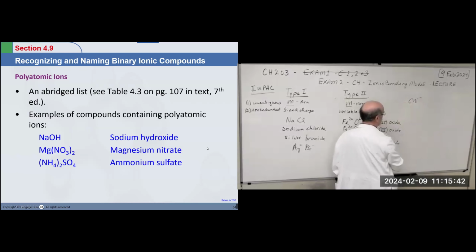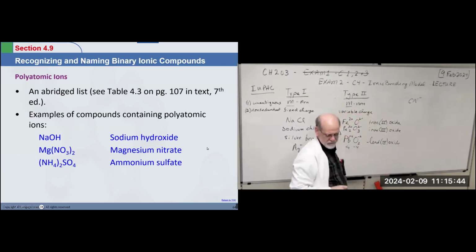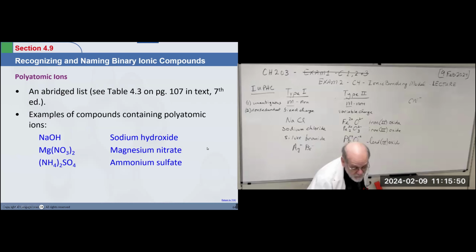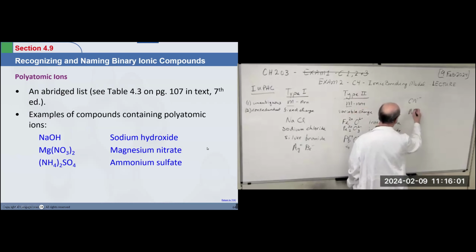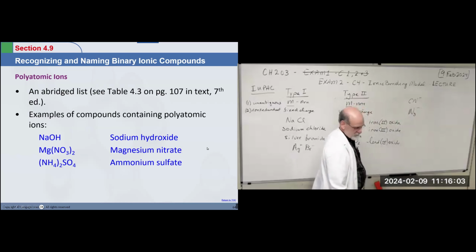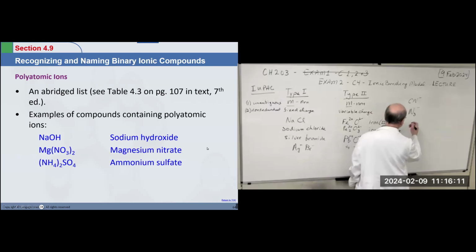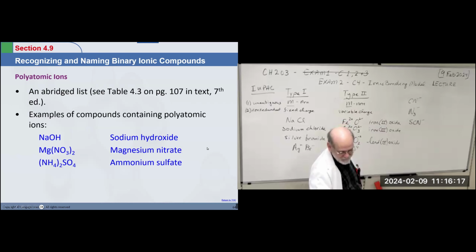Okay. Or let's see, what's another one? Let's see if I can find one without oxygen. Yeah, there's one that's azide. Azide. Okay. And let's see, there should be another one. Thiocyanate, that's a good one. Thiocyanate. But the rest of them have oxygen.